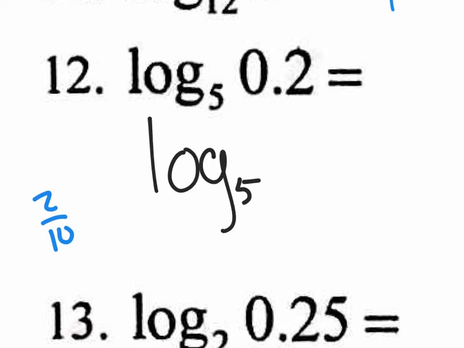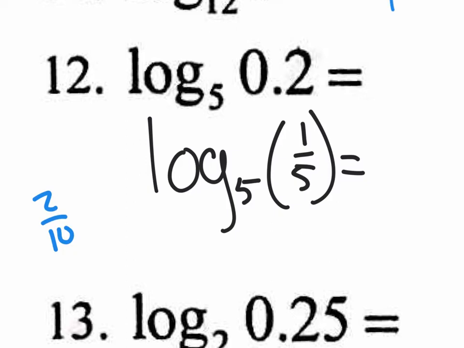Negative 1.5. What's going on? Who knows? In order for this to make sense to me, the 0.2, that's not working for me. So I'm going to change the way it looks to make it more appealing to me. The 0.2 is really read as 2/10, right? And 2/10 is really a fraction that could be reduced to 1/5, right? So in reality, this is saying log base 5 of 1/5 equals. That's what it's saying, right?